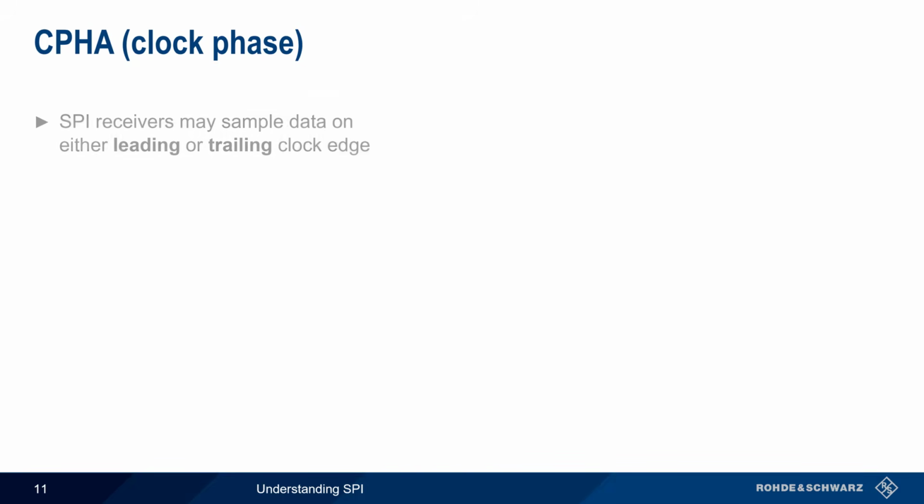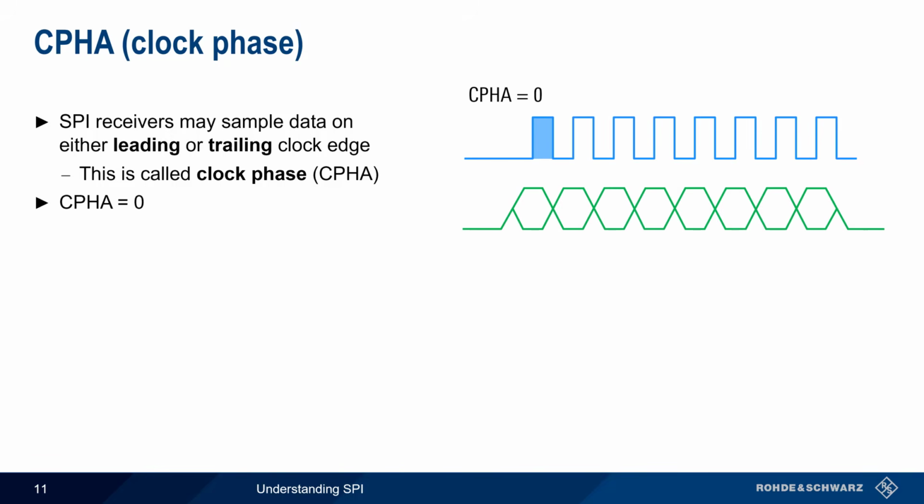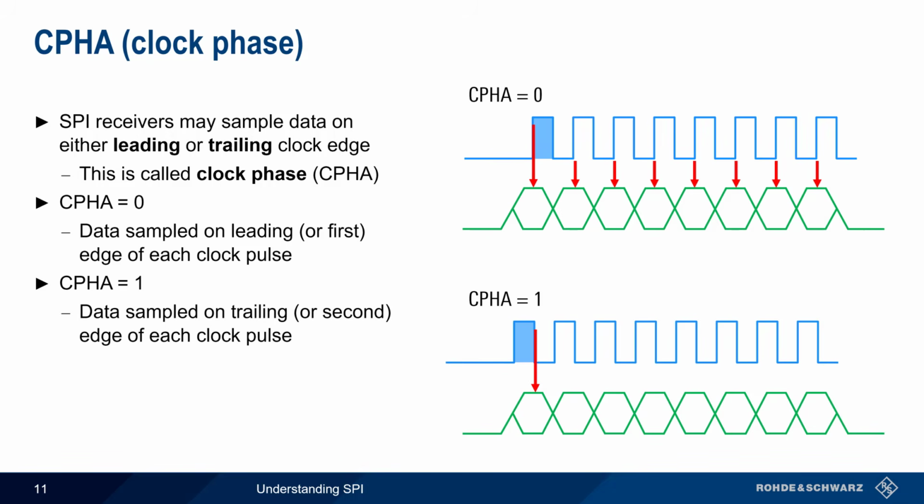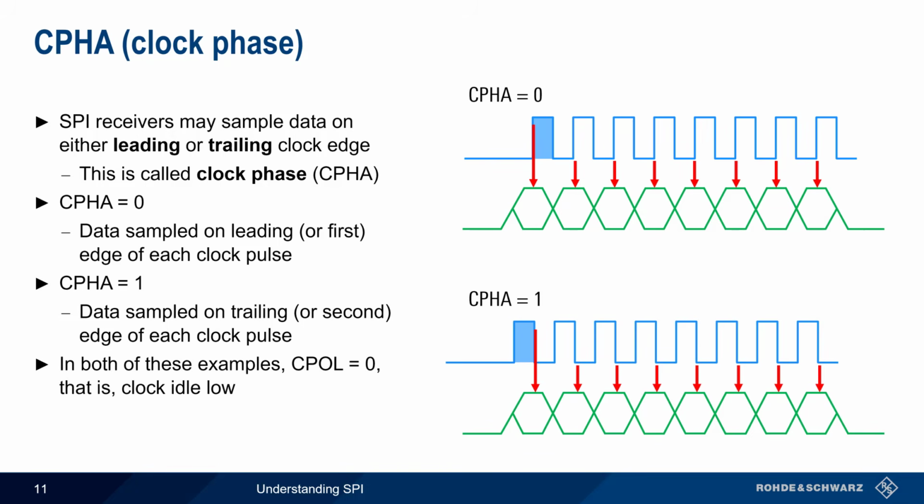In SPI, a receiver may sample the MOSI or MISO data on either the leading edge or the trailing edge of the clock signal, and this is referred to as the clock phase. There are 2 possible clock phases. Clock phase 0 means that data is sampled on the leading or first edge of each clock pulse. Clock phase 1 means that data is sampled on the trailing or second edge of each clock pulse. In both of the examples here, the clock signal has polarity 0, that is, the clock is idle low.